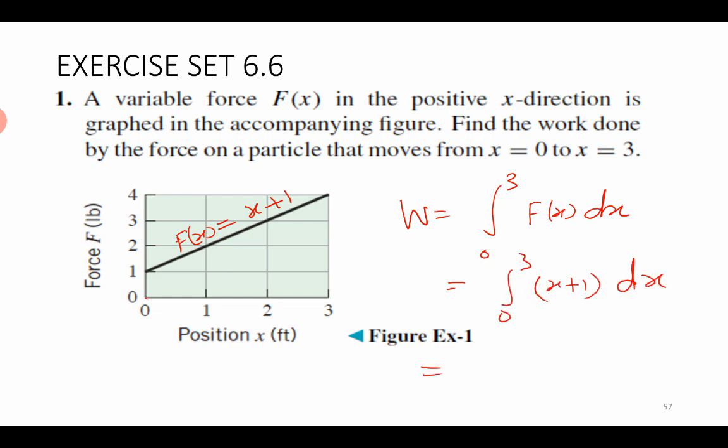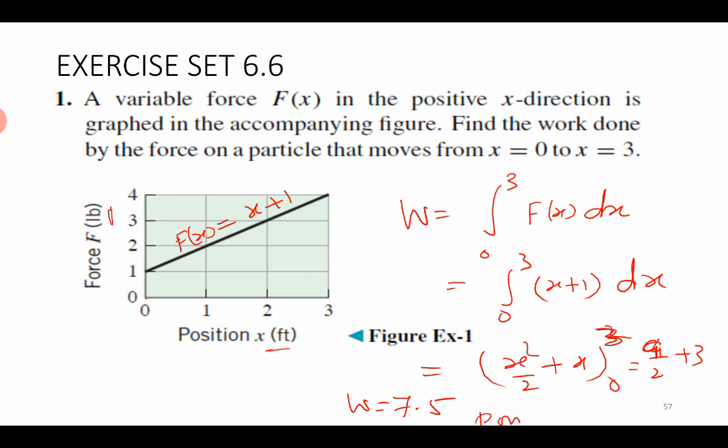And now you are expert in integration. Do it. x square over 2 plus x from 0 to 3. When you substitute 3 here, it is 9 over 2 plus 3. And lower limit is 0, everything is 0. This is 4.5, this is 3. So work done is 7.5. What is the unit? Joule, erg or pound foot? So the answer is in pound foot.